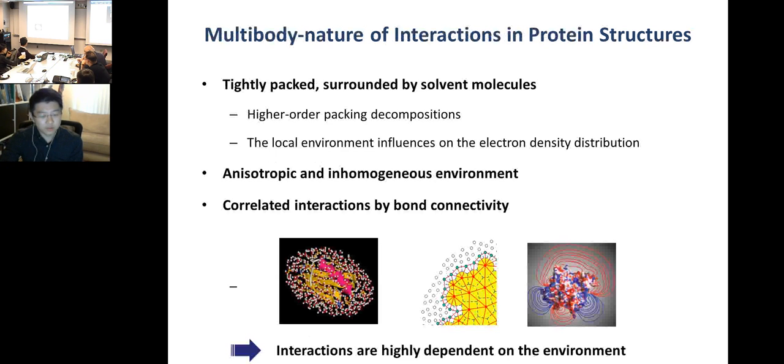So looking at the protein structures, we readily notice the multibody nature of interactions. The folded protein structure is tightly packed and surrounded by water molecules. Also, the environment of interacting entities is anisotropic and inhomogeneous. And also, the bond connectivity results in correlated interaction from nearby residues or atoms. So interactions in protein structures are highly dependent on the environment.